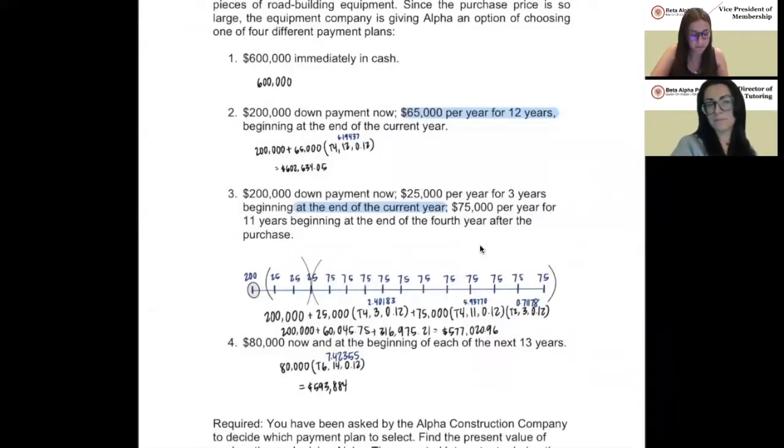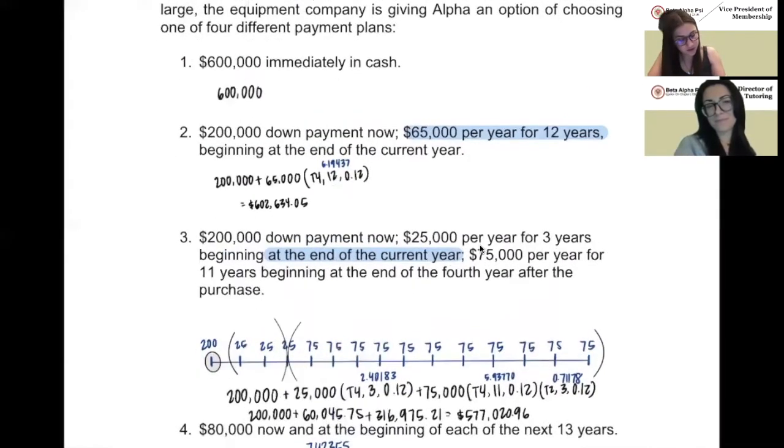All right, so let's go through each of these problems and calculate what the present value is for each option. So number 1, they're going to pay $600,000 immediately in cash. So if it's 600,000 immediately, the present value of that is 600,000, right? So that's one option. Now, number 2, we have a 200 down payment now, and then 65 per year for 12 years, beginning at the end of the current period.